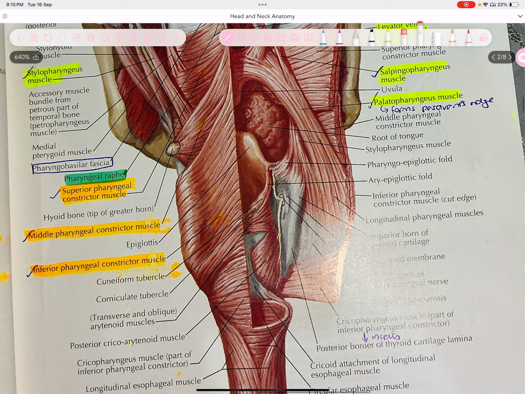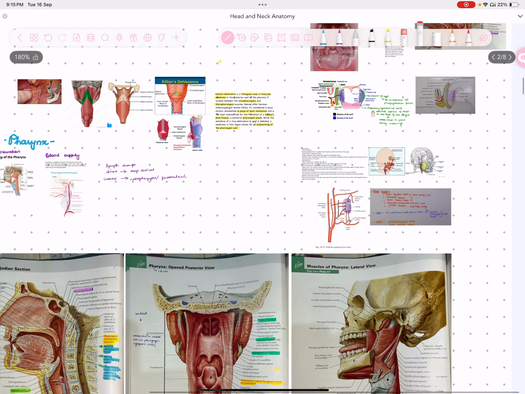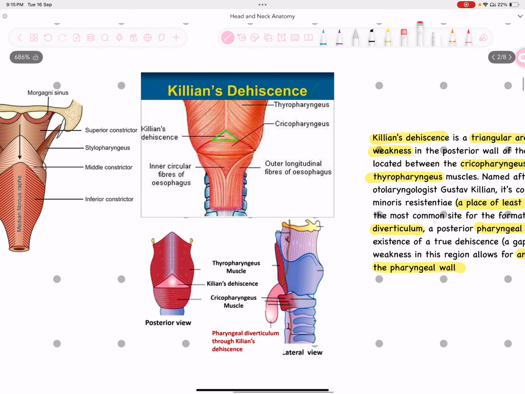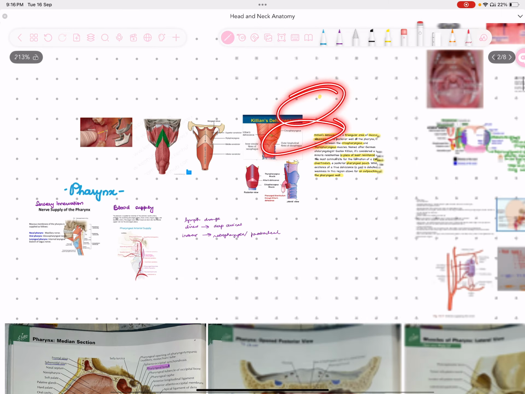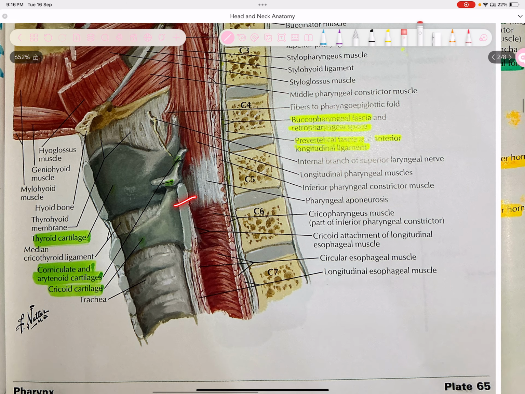And the inferior constrictor muscle basically has two parts, right? One is the thyropharyngeus part and the other is the cricopharyngeus part. The cricopharyngeus part originates from the cricoid cartilage, and the thyropharyngeus part originates from the lamina of the thyroid cartilage. Fine, this is the thyroid cartilage, this is the cricoid cartilage.